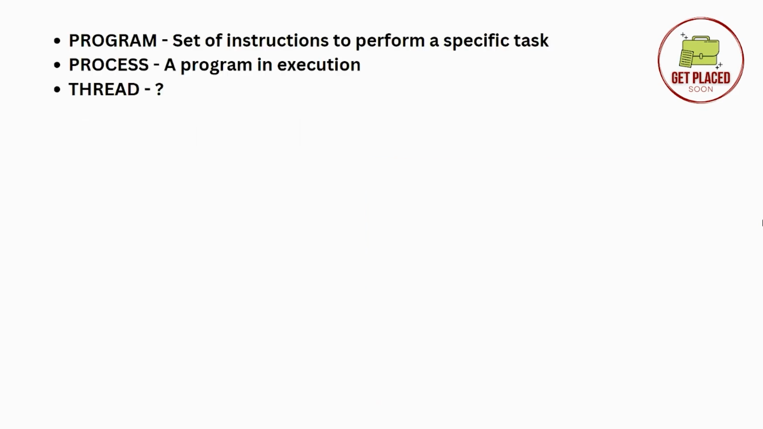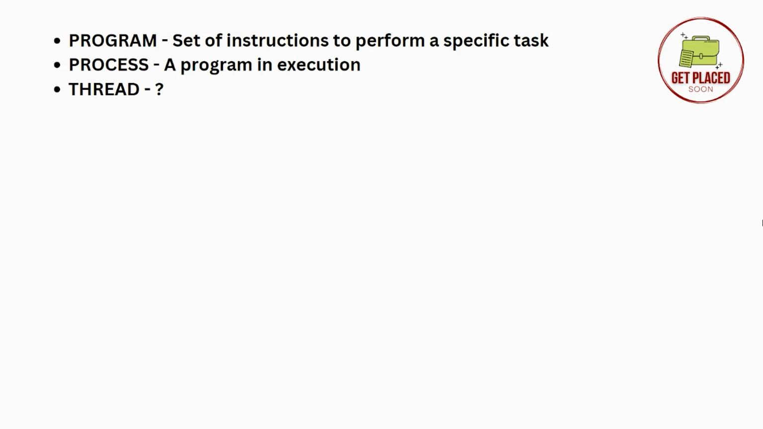Now let's get started. Before understanding the concept thread, we need to understand what is program and process. These we already explained and discussed in previous videos. Let me give you a small recap. Program is nothing but the code you write. Inside code, you write a set of instructions to perform a specific task. So, program is nothing but a set of instructions to perform a specific task.